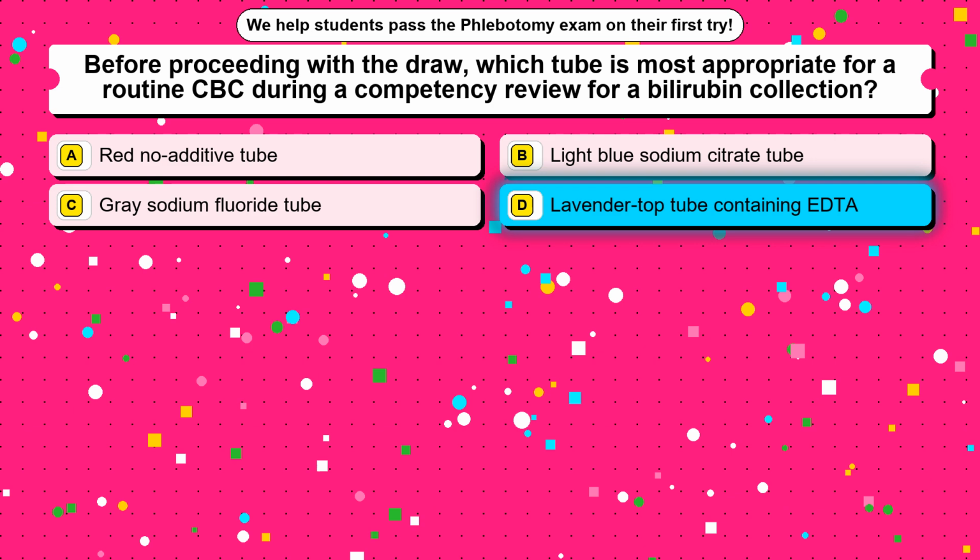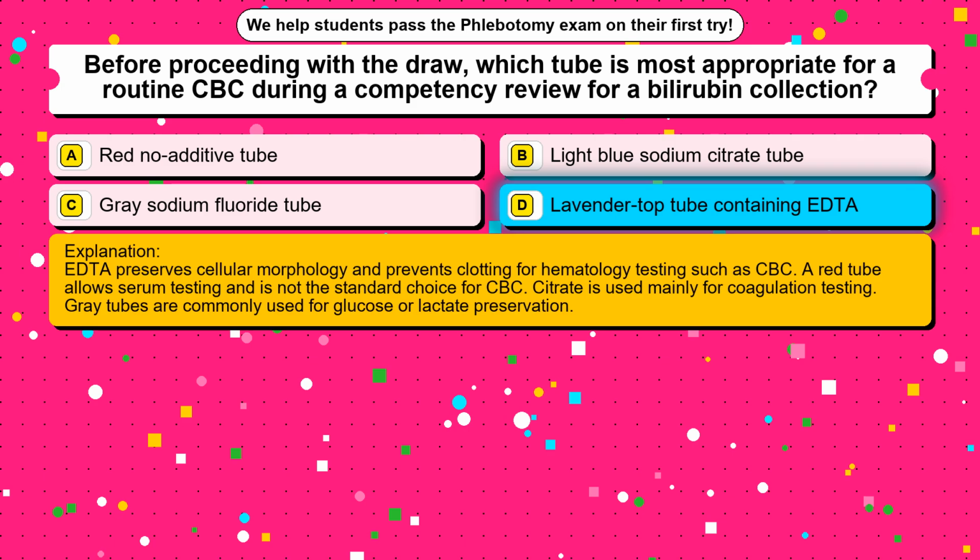The correct answer is option D. Lavender top tube containing EDTA. EDTA preserves cellular morphology and prevents clotting for hematology testing such as CBC. A red tube allows serum testing and is not the standard choice for CBC. Citrate is used mainly for coagulation testing. Gray tubes are commonly used for glucose or lactate preservation.